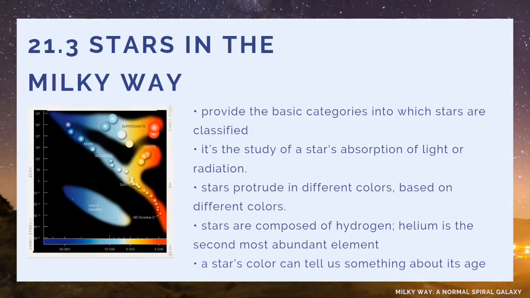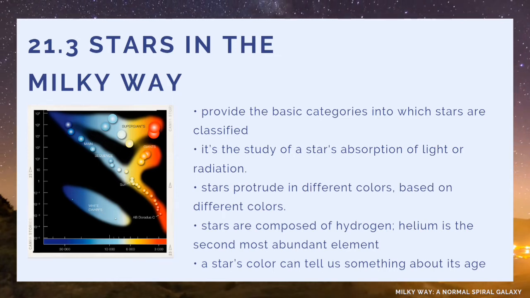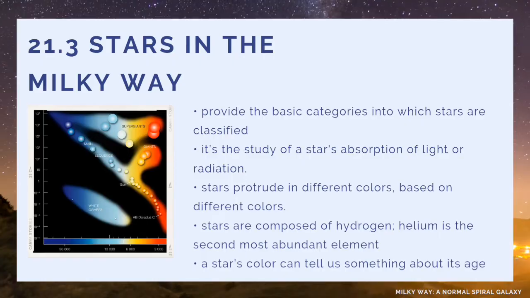Through this, a star's color can tell us something about their age. Like our sun. The sun has a surface temperature of about 5500 degrees Celsius. It is in the middle part of the main sequence of the HR diagram, which means that the star in our solar system is young and yet to die.